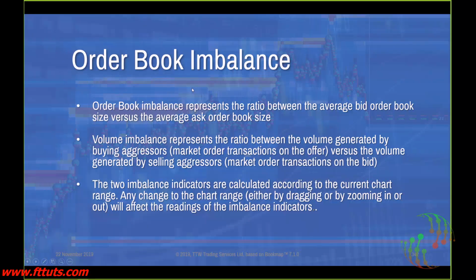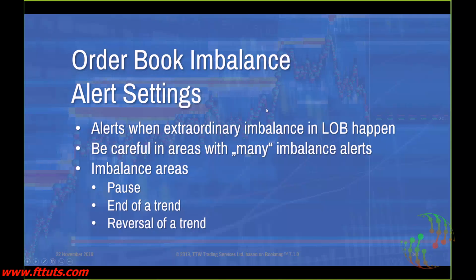Order book imbalance. Order book imbalance represents the ratio between the average bid order book size versus the average ask order book size. Volume imbalance represents the ratio between the volume generated by buying aggressors versus the volume generated by selling aggressors. The two imbalance indicators are calculated according to the current chart range. Any change of the chart range will affect the readings of the imbalance indicators.